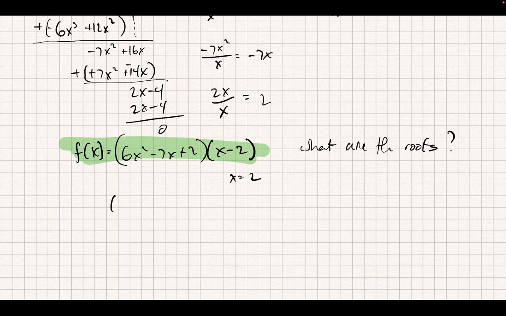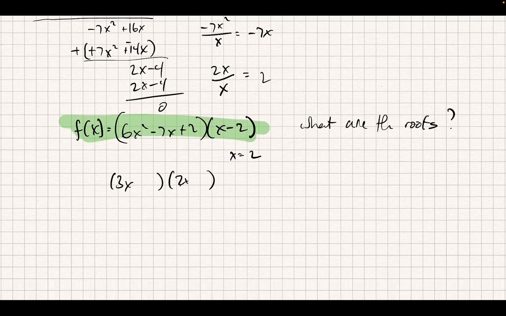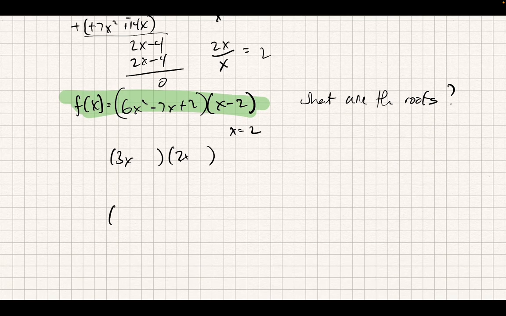What would the choices be if I were to factor 3x and 2x? 3 and 2, or 6 and 1. I said 6x.